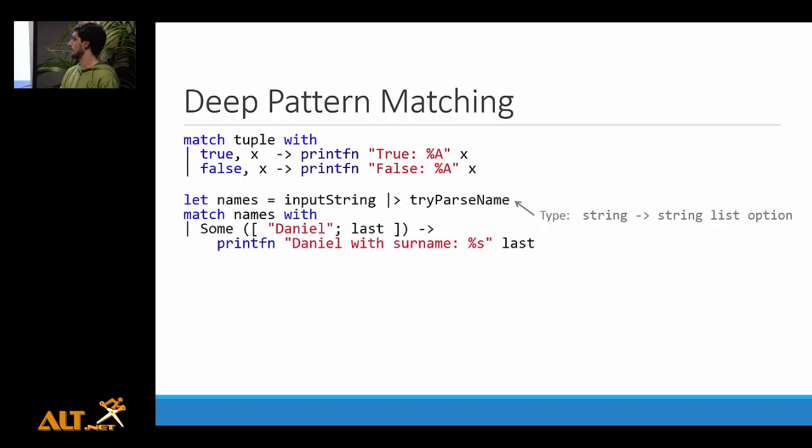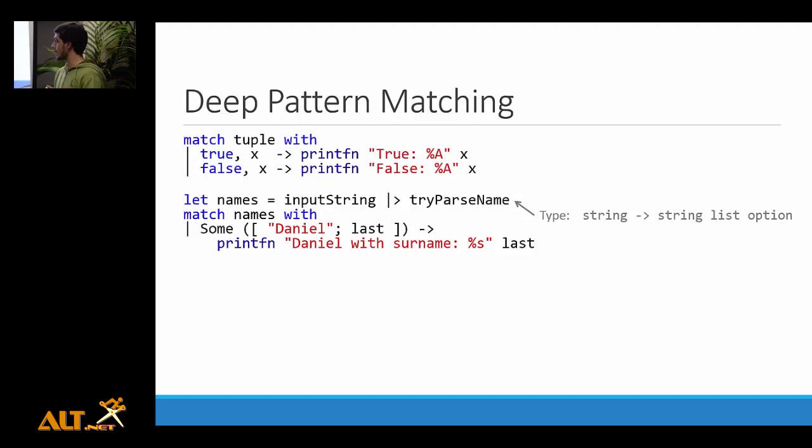Let's go more complicated. Imagine a function called try_parse_name that takes some string, goes and figures out what the names are inside that string, and if it finds them, it returns some list of strings. So using that option type, or if there's a parse error, then it just returns none rather than some.